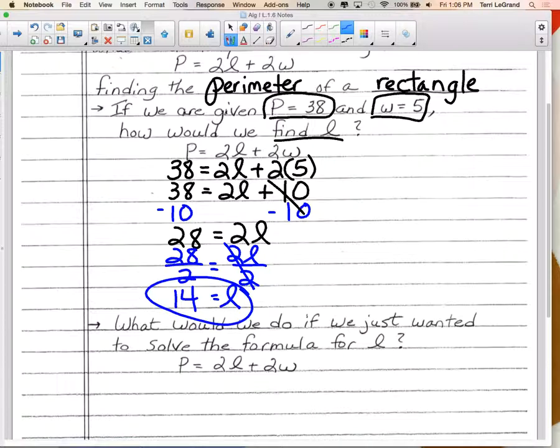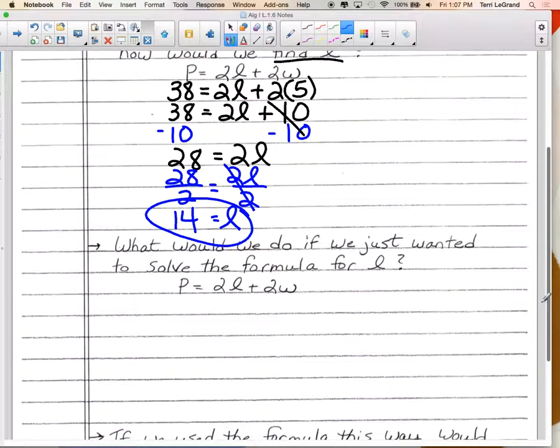Now, we always want to be able to label. Did they say what the 38 and the 5 were measured in? No, so when we don't know, we would just say units. When you find perimeter, do they say units? Are these 14 units? What do you think? Units plus units plus units plus units. What do you have when you keep adding units? Quadruple units? Or are they still just units? They're still just units.